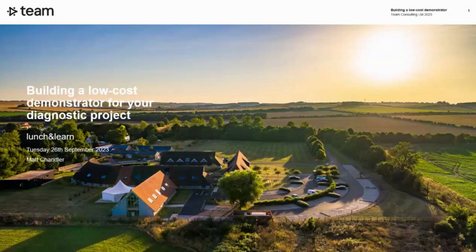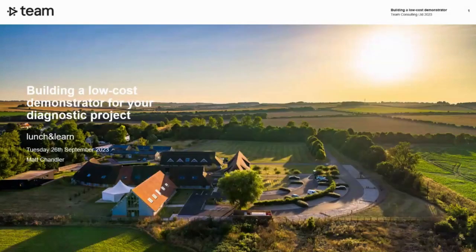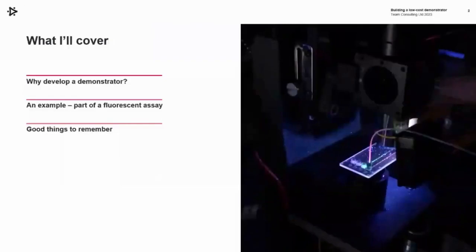I'm Matt Chandler, Director of Mechanical Engineering here at Team Consulting, and today I'm going to talk about early stage demonstrators and in particular one for a diagnostics project. These are things I'm going to cover: why develop a demonstrator, and then the main part will be an example, part of a fluorescent assay, and then I'll conclude with some good things to remember.